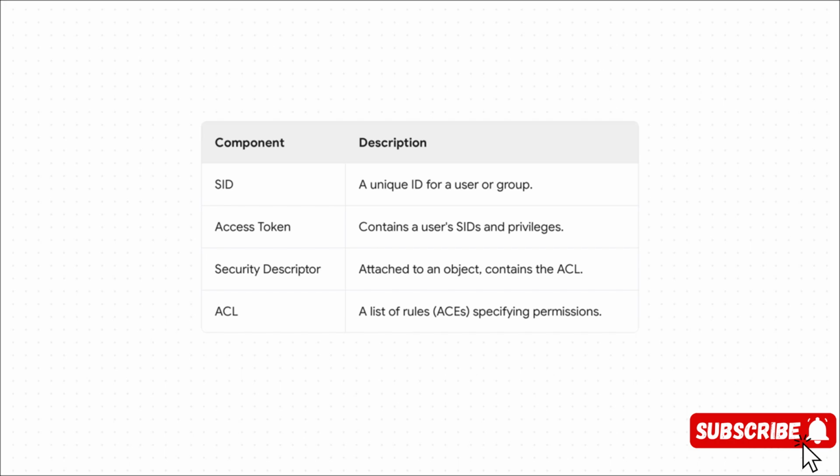Every user and every group has a unique security ID, or SID. When you log in, every process you start gets an access token, which is kind of like a security badge that lists all your SIDs. Then every file or object has a security descriptor with an access control list, which is just the list of rules saying which SIDs can do what.